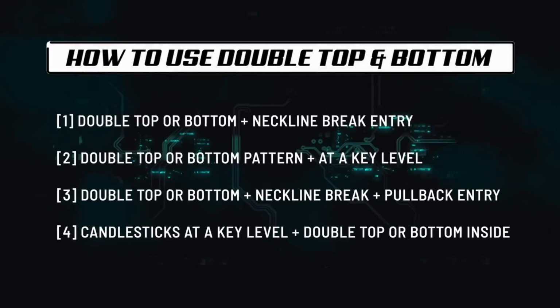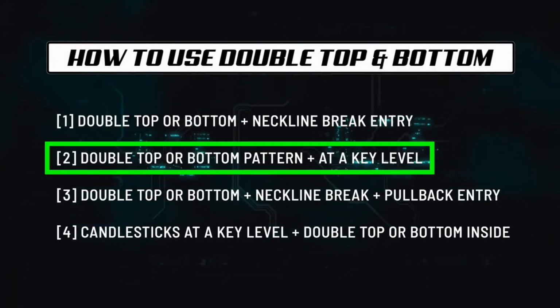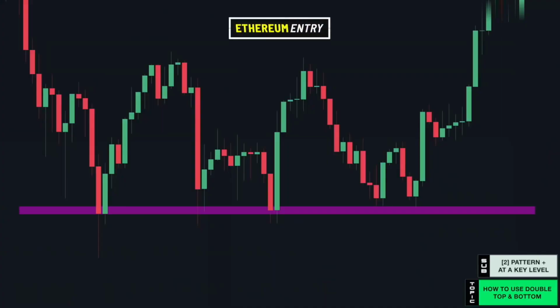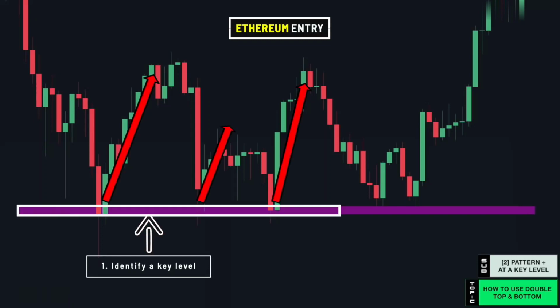So moving on to the second variation. A double top or double bottom pattern forming at a key level. Now this is an entry that occurred on Ethereum and one that many of our members took. So you first need to identify a key level, which you have through these 3 reversal points.